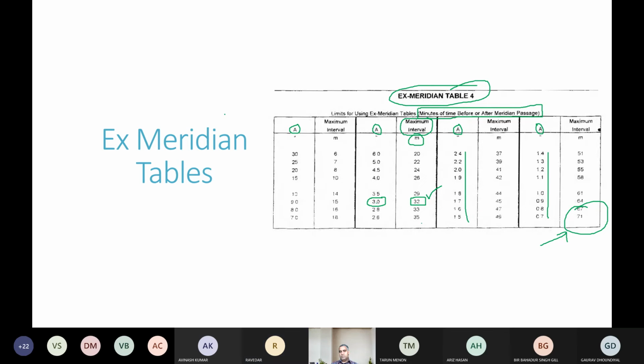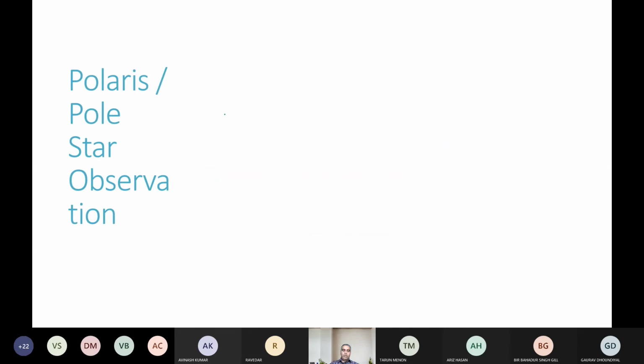Okay, thank you. Okay. So let's move on to our next method. This is the fifth and last sight solving method which we have.